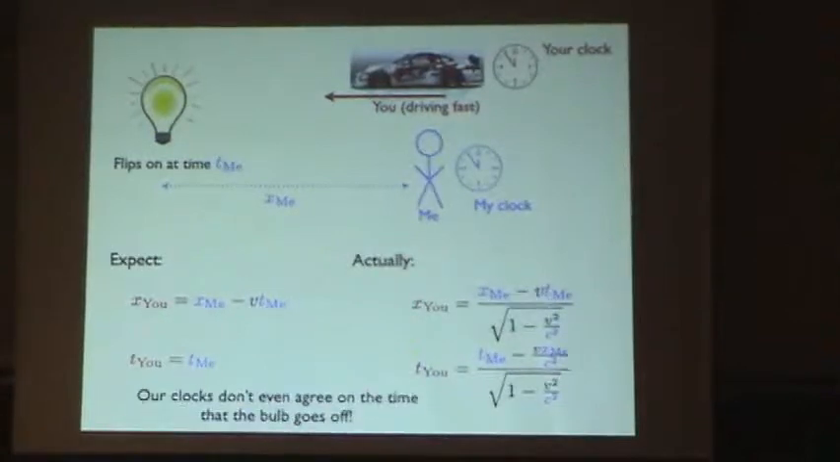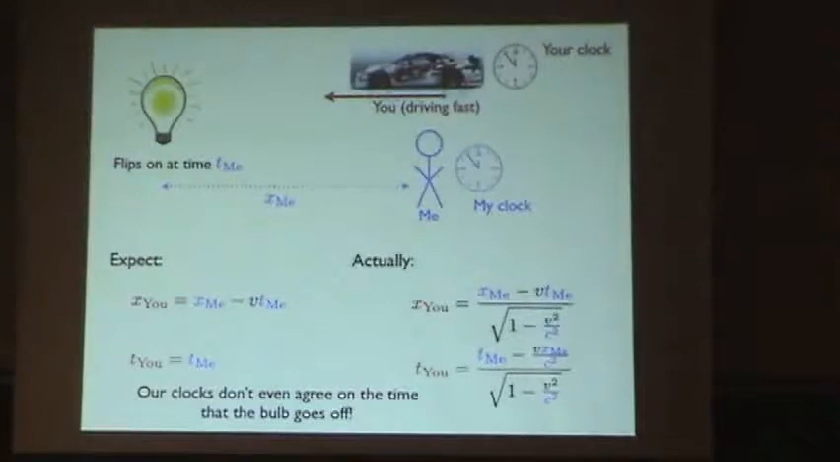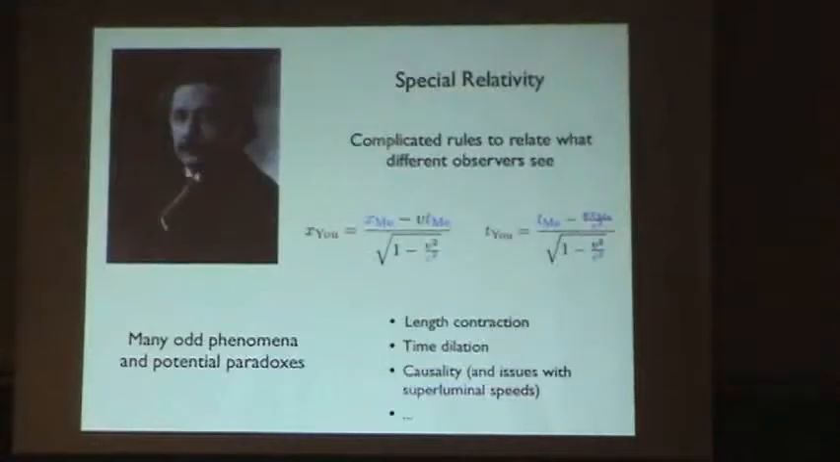And the most surprising thing in the beginning is our clocks don't even agree. The time that I think it takes before the light bulb goes off is different from the time that you think it takes before the light bulb goes off. So we don't even agree on what time the light bulb goes off. It's, you know, kind of crazy. So that's really what special relativity is. It's saying that we have to use much more complicated rules to relate what you see to what I see. And these are what those complicated rules are.